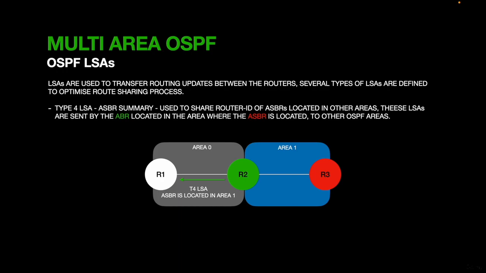We also can have the autonomous system boundary router summary LSA or type 4 LSA, which is used to share the router ID of the ASBRs located in other areas. And these LSAs are sent by the ABR located in the area where the ASBR is located to other OSPF areas. So again, if R3 is an ASBR, R2 will send a type 4 LSA and it will inform other routers that the ASBR is located in area 1.